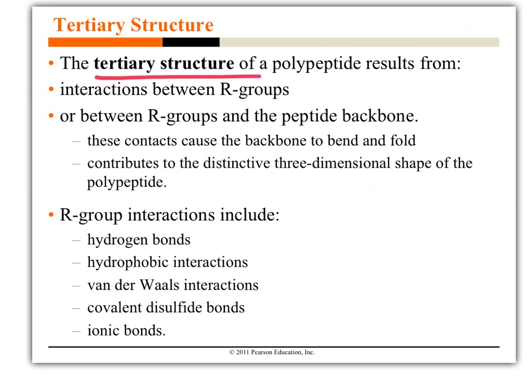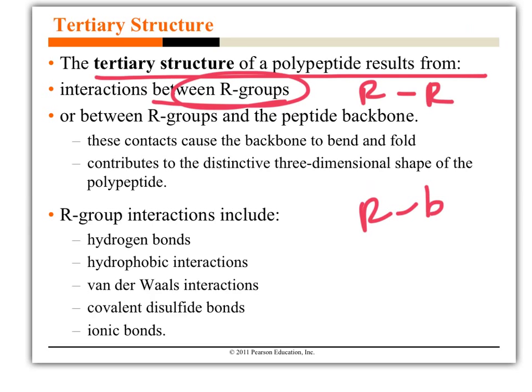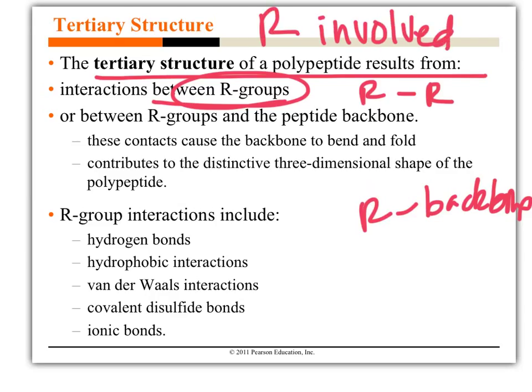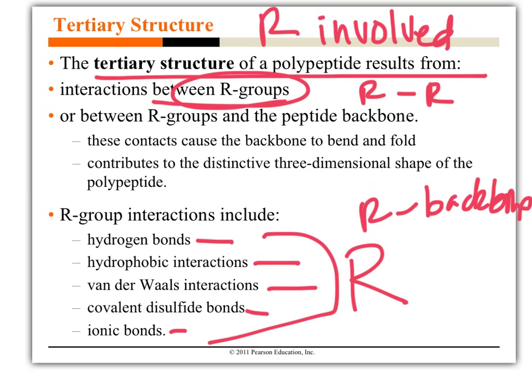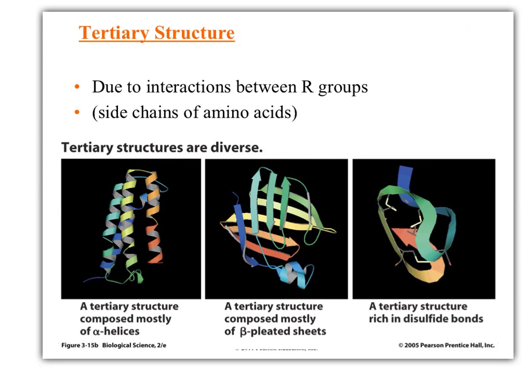Tertiary structure in polypeptides, the third level, is interactions of the R groups. It's between R groups, R to R or R to backbone. So R groups are always involved in tertiary structure, and never involved in secondary structure. Tertiary could be hydrogen bonding, hydrophobic interactions, van der Waals, covalent disulfide bonds, ionic bonds. Anything to do with the R group being involved, including interactions between R groups and backbones.